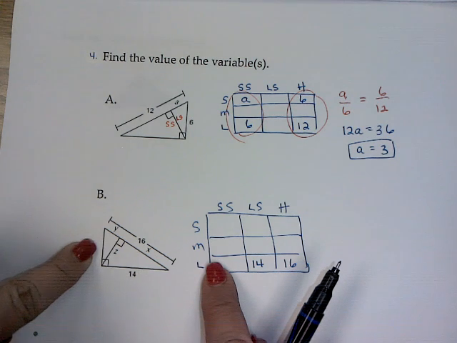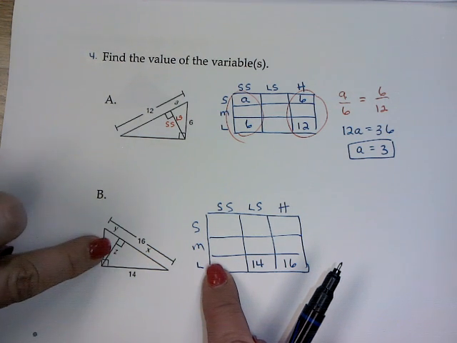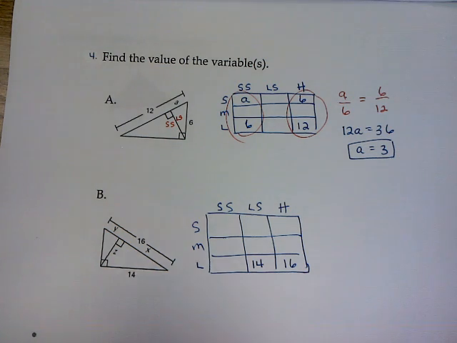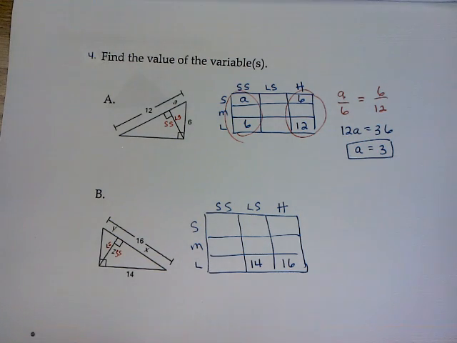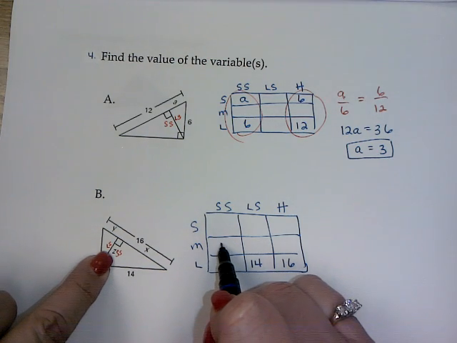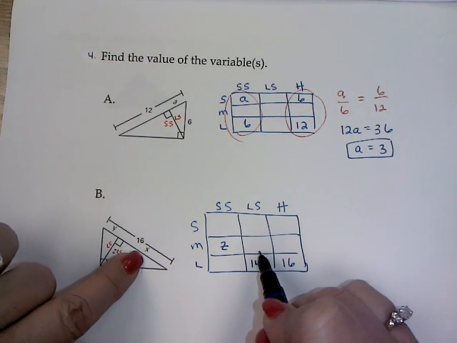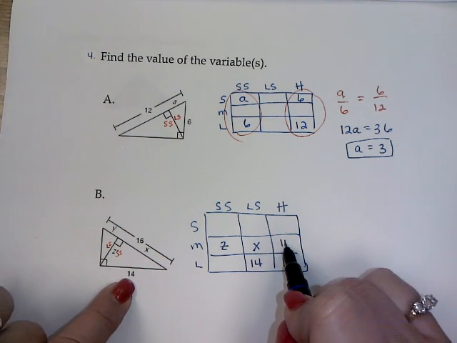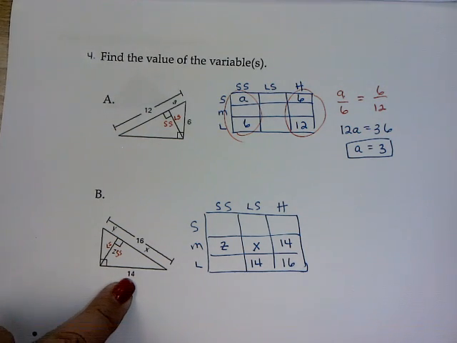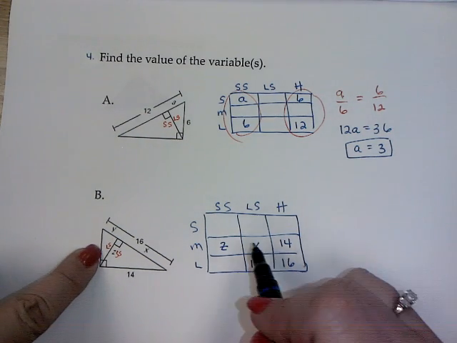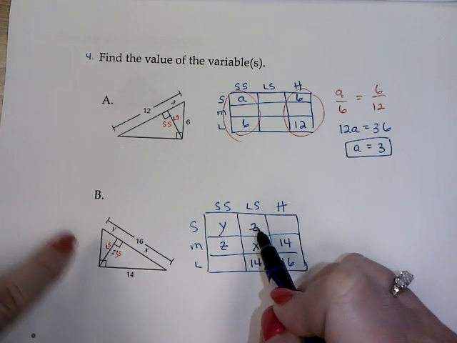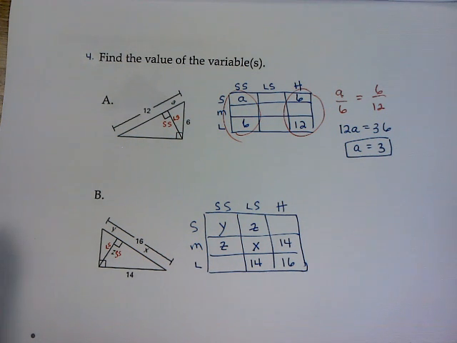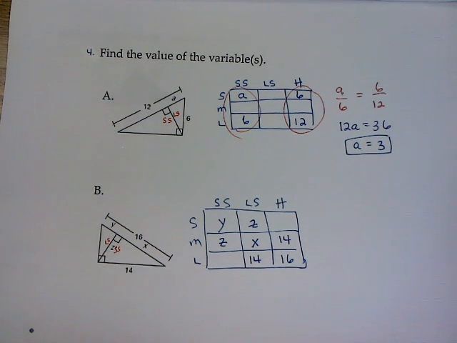My medium triangle, well, I know with my medium triangle that, remember again, this is my short side, and this is the long side of my small. So my short side is Z. My long side is X, and my hypotenuse is 14, just to organize my information. And then on my little triangle, my short side is Y, my long side is Z, and I don't know my hypotenuse. So now I can start setting up some information to find what's going on.